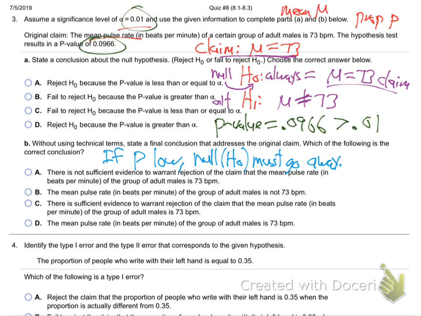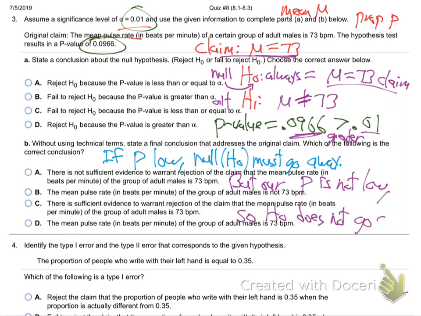But our p is not low, is it? This p-value is not low. Our p-value is higher. It's greater, greater than 0.01. But our p is not low, so H0 does not go away. Keep H0. We're going to keep the null. So our conclusion is keep the null, which always means weak evidence.